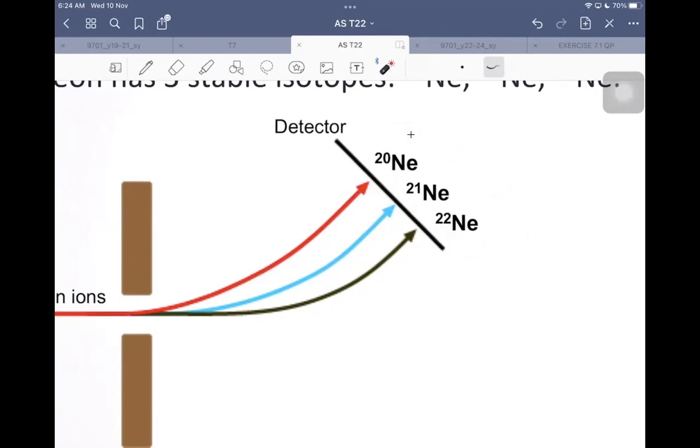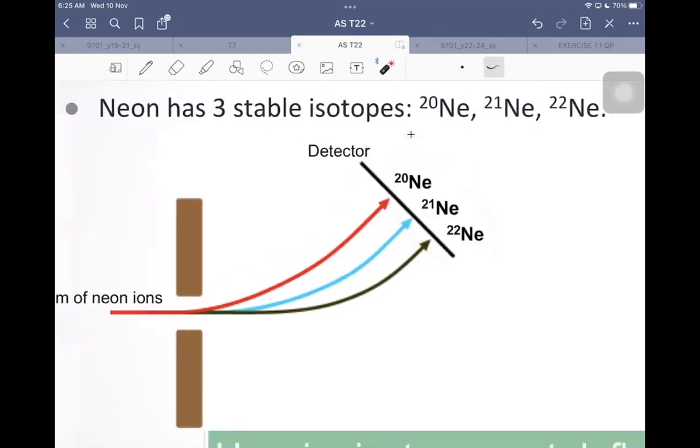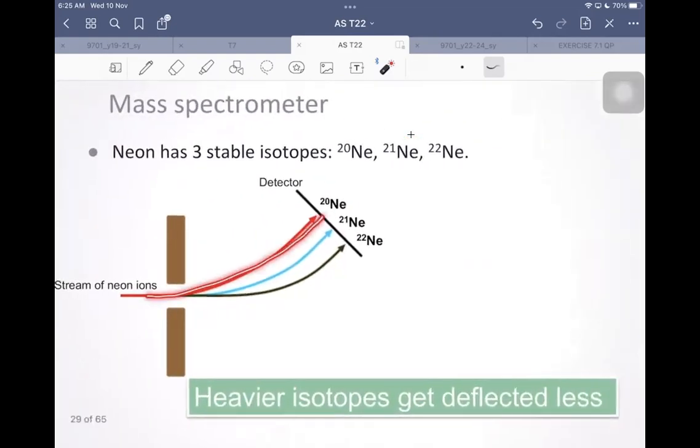So this 20.2 is the number that you see in your periodic table. Actually, the isotopic masses of neon are 20, 21, and 22. That means since neon has an atomic number or proton number of 10, neon 20 contains 10 neutrons, neon 21 contains 11 neutrons, and neon 22 contains 12 neutrons. So these are the 3 isotopes of neon. And we need that deflection so that they can be separated.